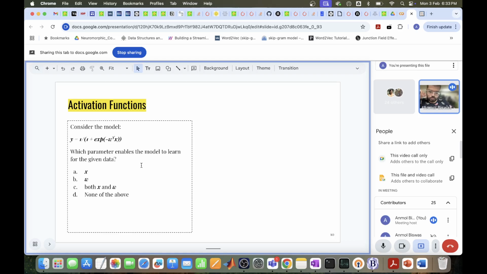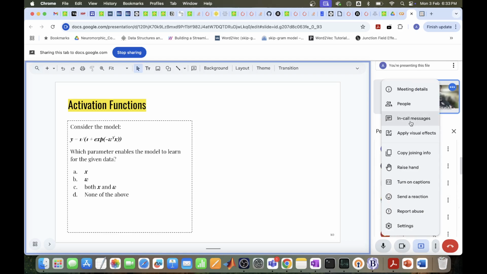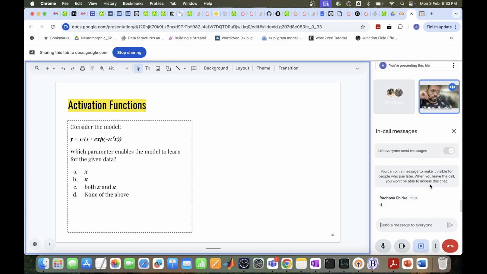The question is which parameter enables the model to learn from the given data, right? Is it x, is it w, is it both, is it none? So this is very simple. You should be able to answer it very quickly. I'll just give a couple of minutes max.